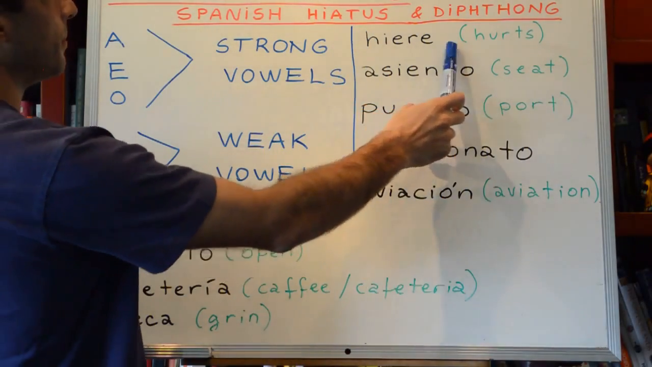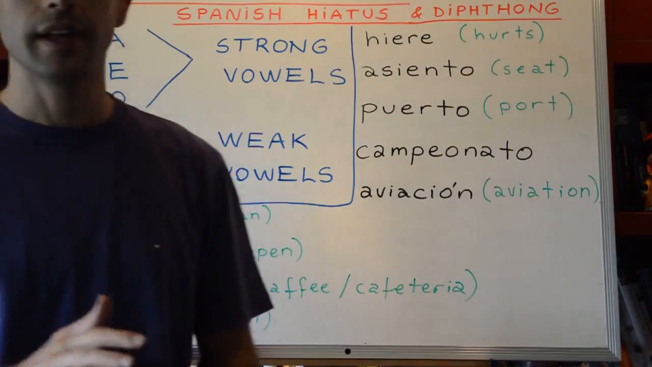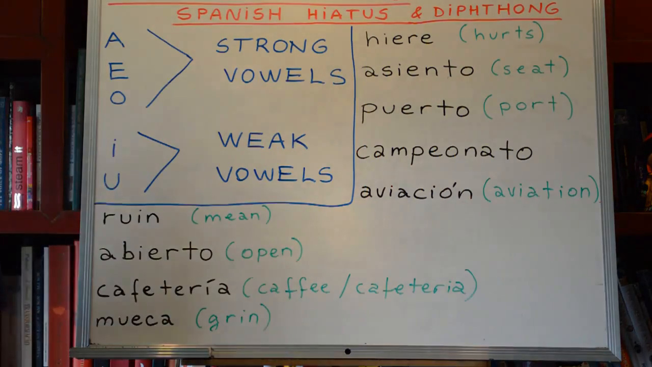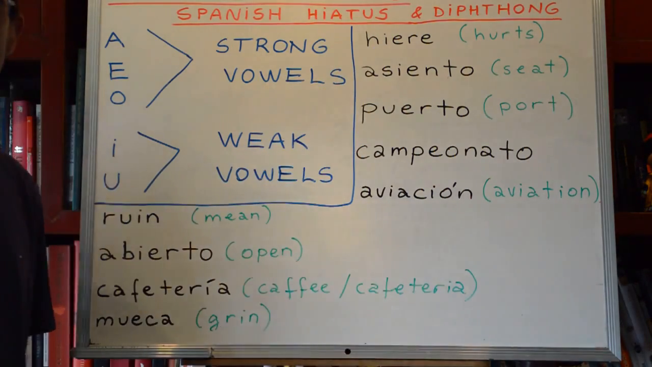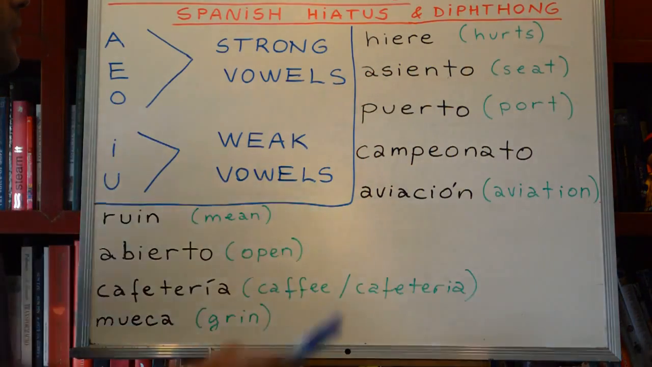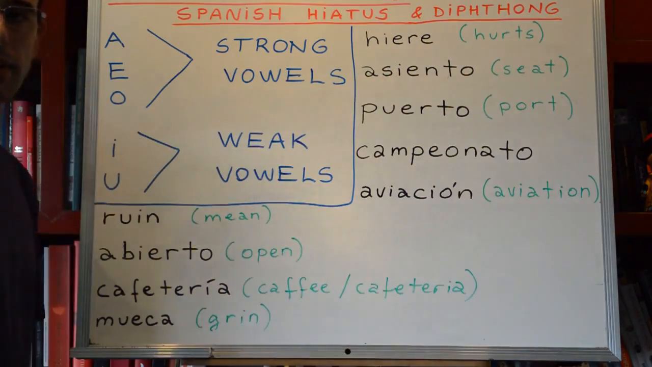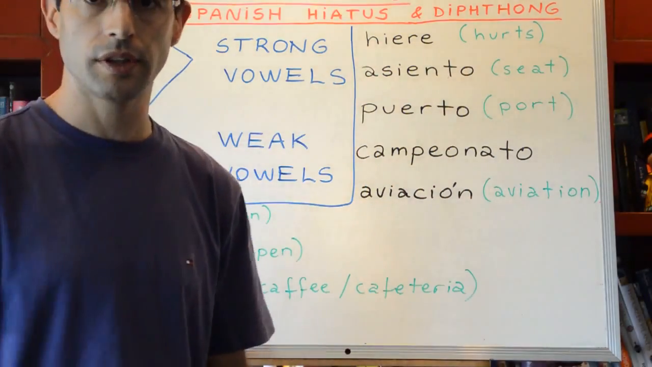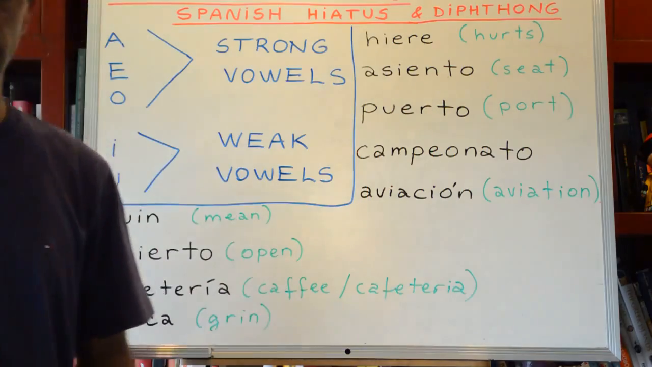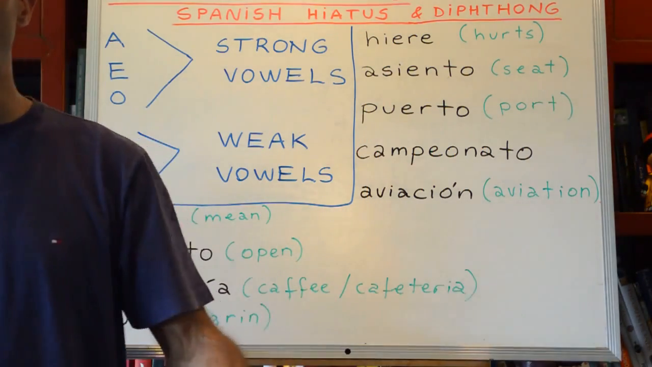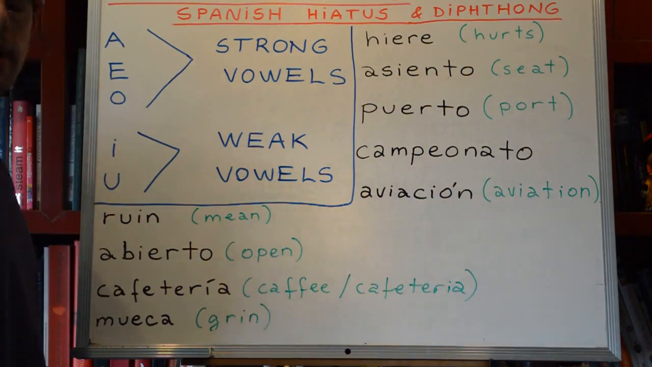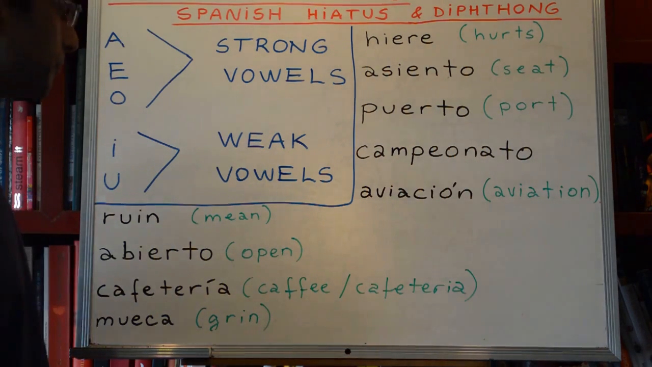La palabra hiere. Hiere es la conjugación en tercera persona del singular del verbo herir. So, hiere is the conjugation of the verb herir in the third person of the singular, he, she, it, right? Hiere means hurts, right? The verb herir means to hurt, in the sense of the action to hurt somebody, right? Él me hirió, he hurt me. Hiere is hurts.